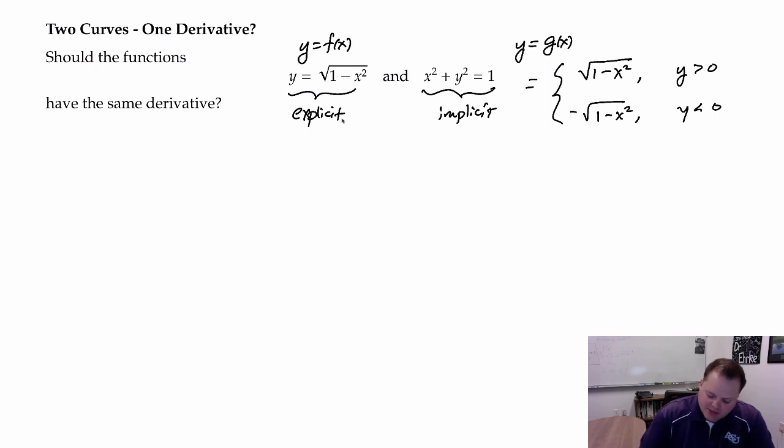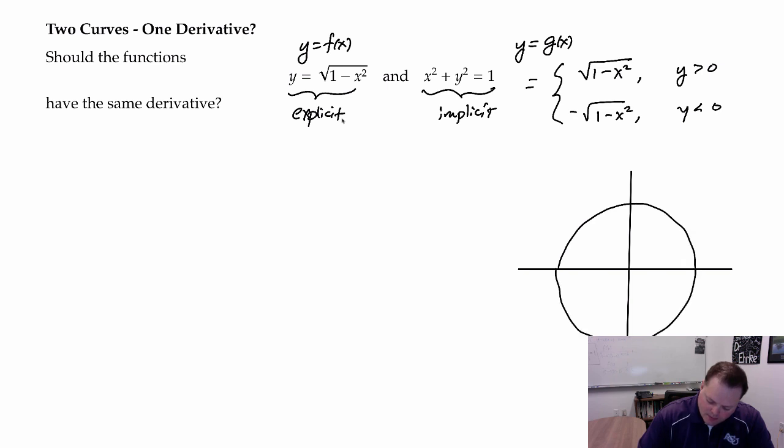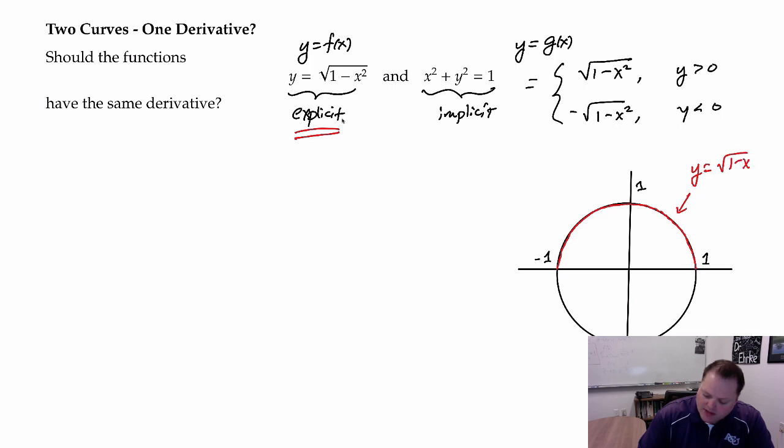The point is, this picture is nothing more than a circle of radius 1 that is centered at the origin. So the curve on our left here is the upper half of that circle. This is the curve y equals square root of 1 minus x squared, and then the implicit function x squared plus y squared equals 1 is the entire circle.